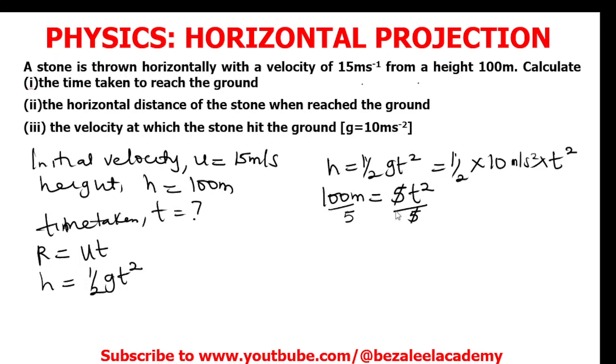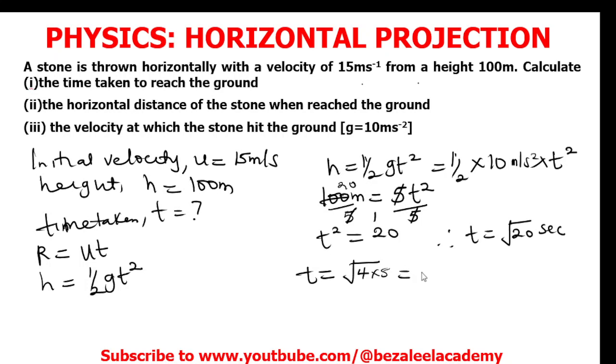We divide both sides by 5 and this one will give me 1. Therefore, 5 in 100 is 20. So my t squared is equal to 20. Therefore, I can simply say my t is now the square root of 20 seconds. Square root of 20, and then this t will now be, you will agree mathematically, 4 times 5, which is 2 root 5 seconds, in case our answer is in surd form.